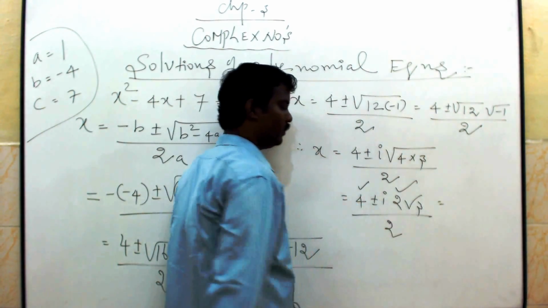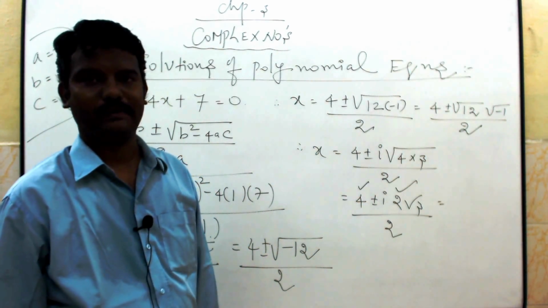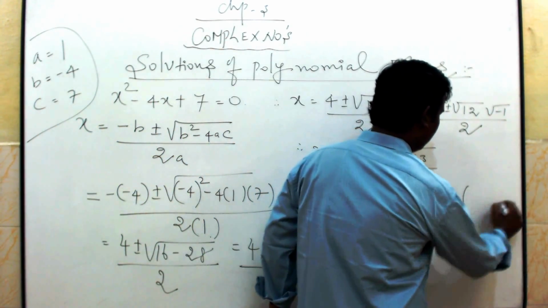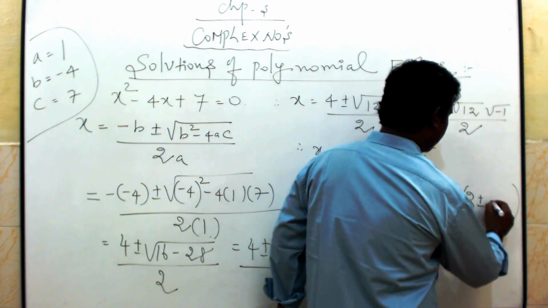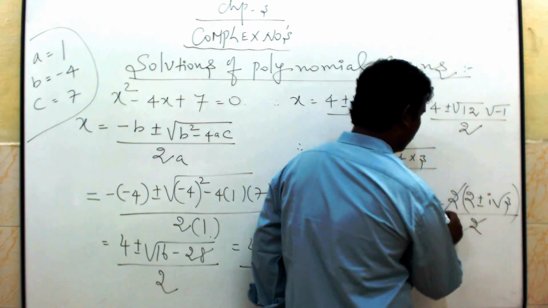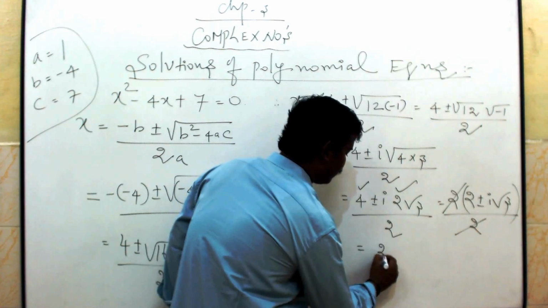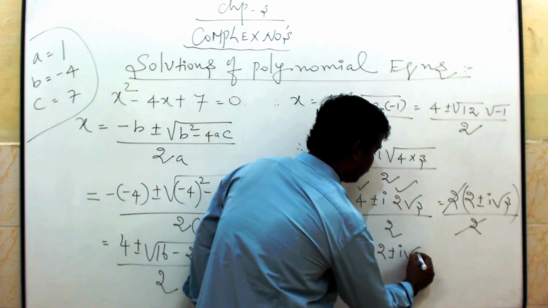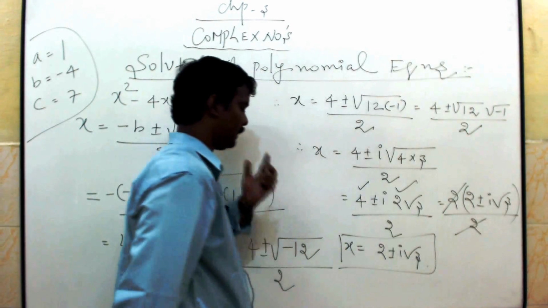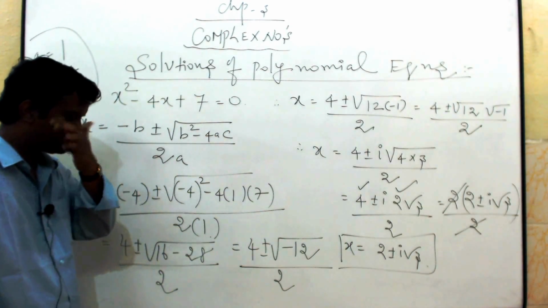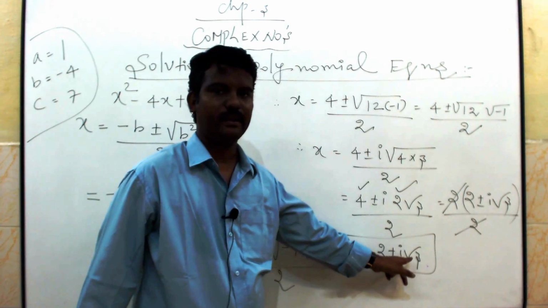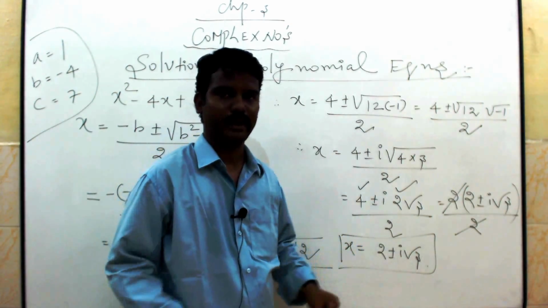Here in the numerator, you tell me what is the common factor? Common factor is 2. Take 2 outside. We will get 2 into 2 plus or minus i root 3 by 2. So this 2 and 2 will get cancelled. We will get 2 plus or minus i root 3. So what is the value of x? What are the values? We have two values. One is 2 plus i root 3. Other value is 2 minus i root 3.